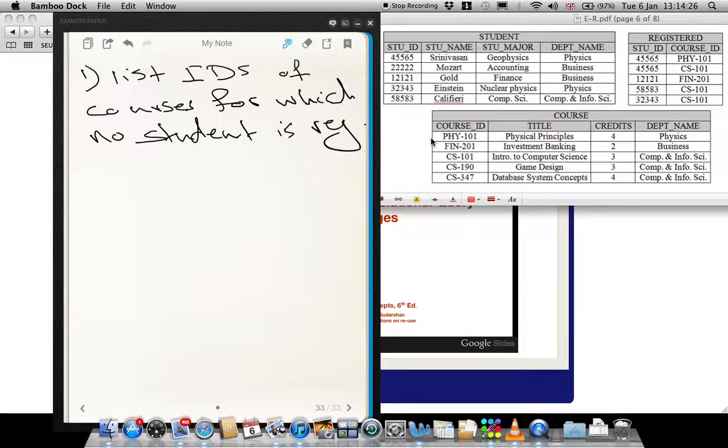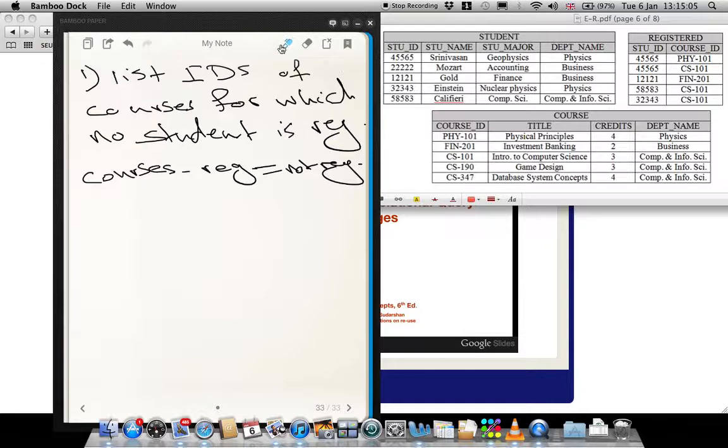So all we need to do is think about this mathematical equation. It's as simple as that. You have all the courses, and you have the courses where students are registered. How do you get the courses where students are not registered? By subtraction. Mathematically, courses minus registered gives you the courses with no registration. But now we need to translate this into an algebra expression.